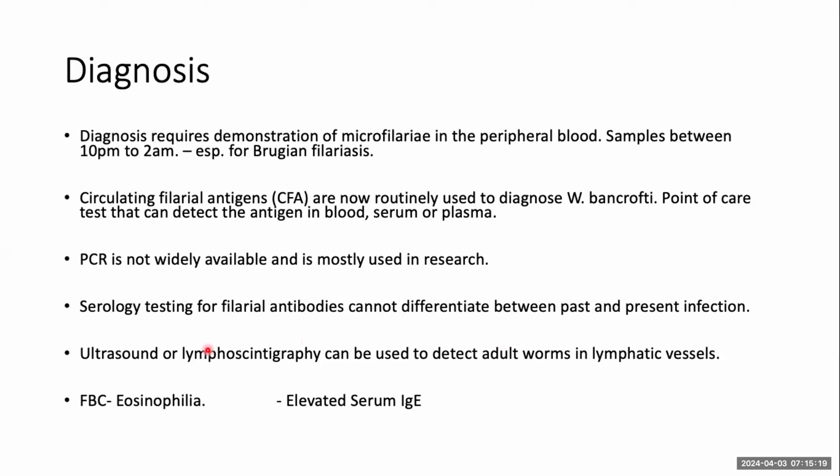So on full blood count, like I said, there is eosinophilia, said to sometimes be greater than 3,000 cells per microliter, and it can also have elevated serum immunoglobulin E.